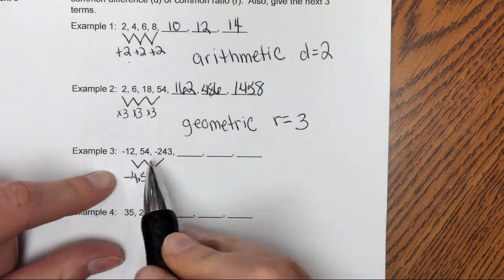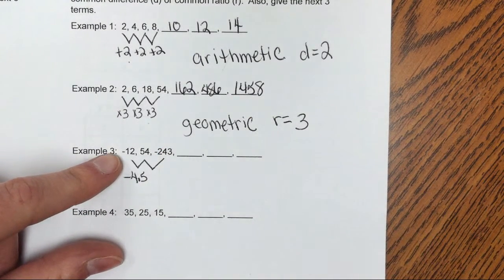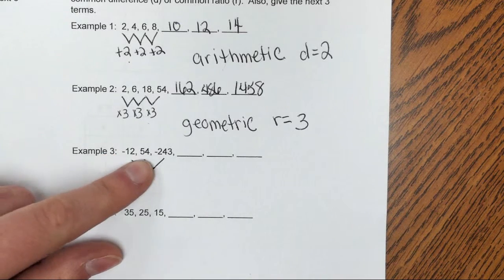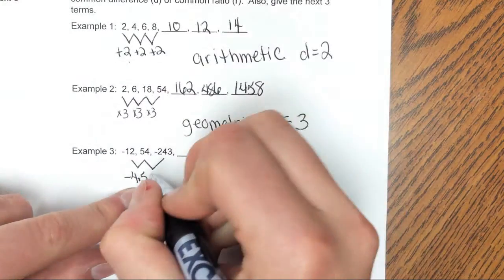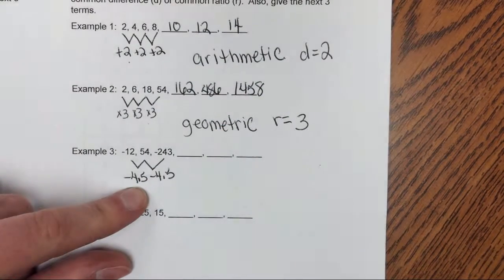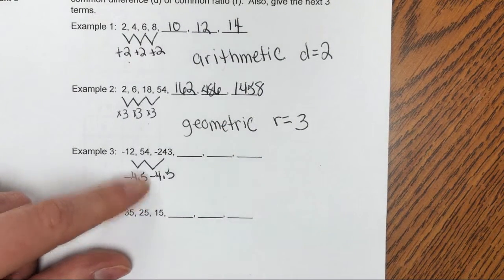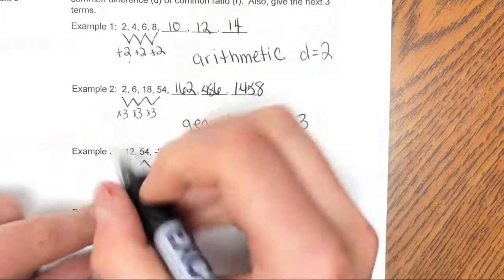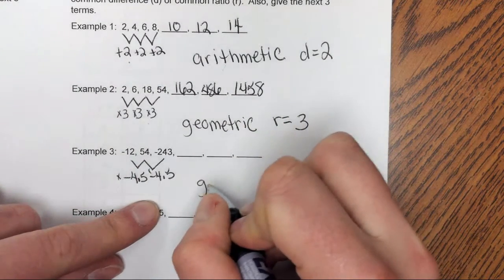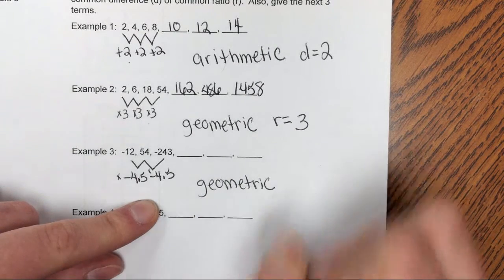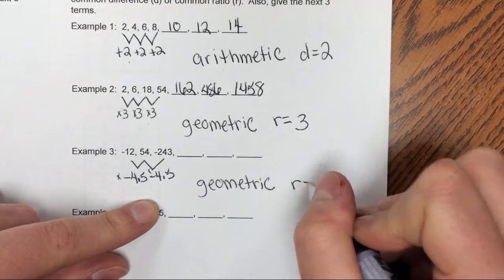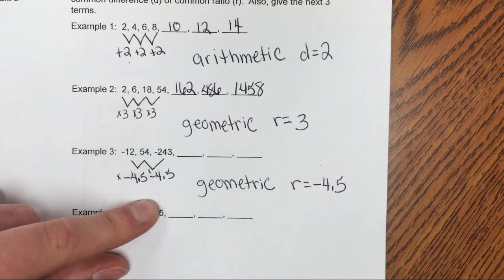All right, so I'm thinking that if I take negative 12 and I multiply it by negative 4.5, my goodness, times negative 4.5, I should get 54. And then 54 times negative 4.5 gives me negative 243. So since I am multiplying both of these, that makes this a geometric sequence with a common ratio of negative 4.5. And then I can continue the pattern.